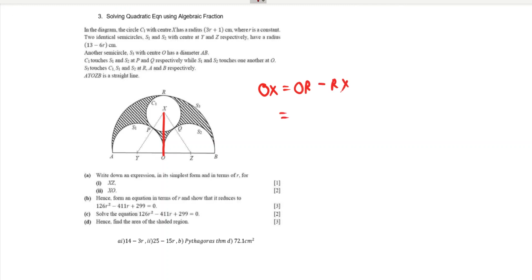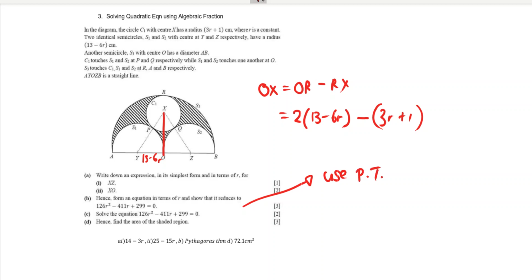And what is OR? OR is the same as OA, which is the radius of the big semicircle. So what is the radius of the big semicircle? It is 2 times of 13 minus 6r. Okay, because this is 13 minus 6r over here. Alright, minus rx is 3r plus 1. Make sure you bracket it up. Then in order to form this one, I'll use a Pythagoras theorem to form and find the shaded answer.